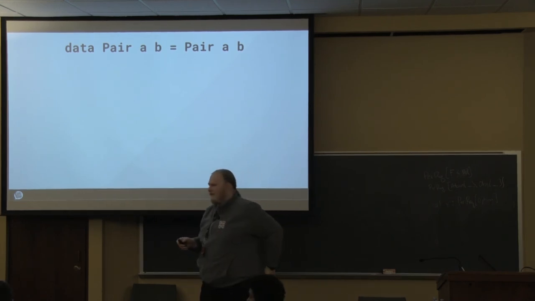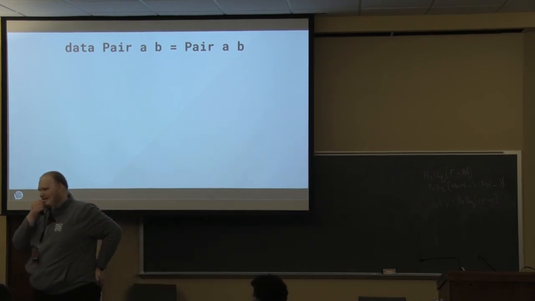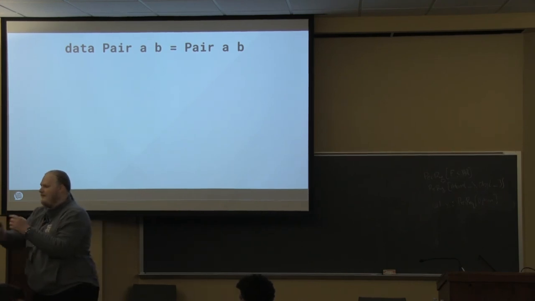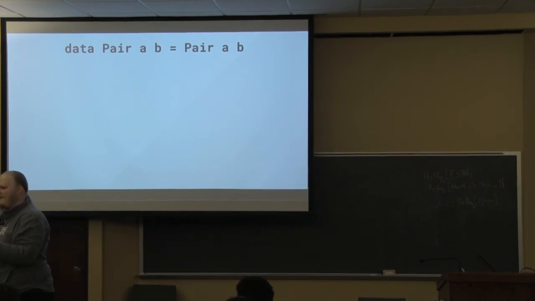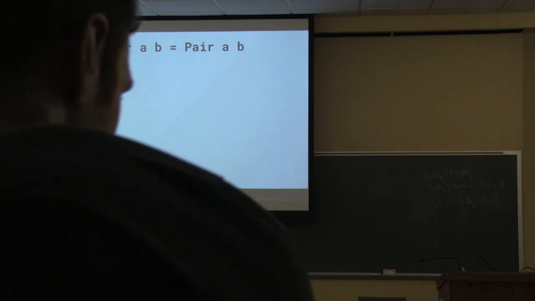In terms of the construction, Pair A B on the right side is the value constructor that inhabits the type. It constructs a value, given two value inputs, that happens to be of type Pair. But we're not yet defining the implementation, are we? This is the implementation. This is all we need to define a pair.